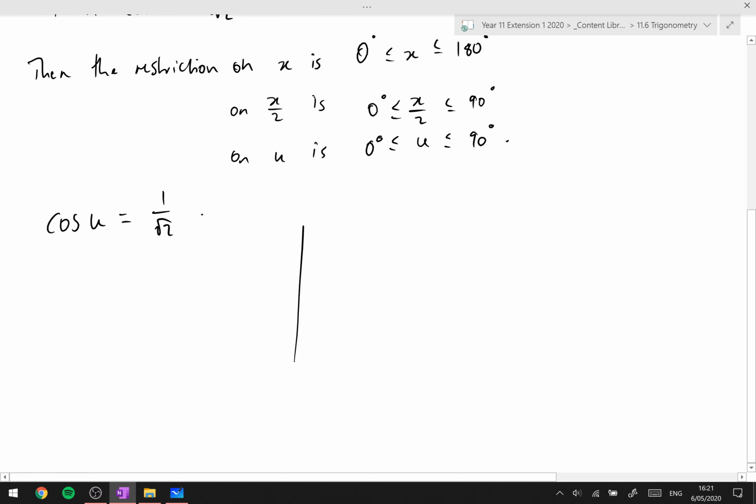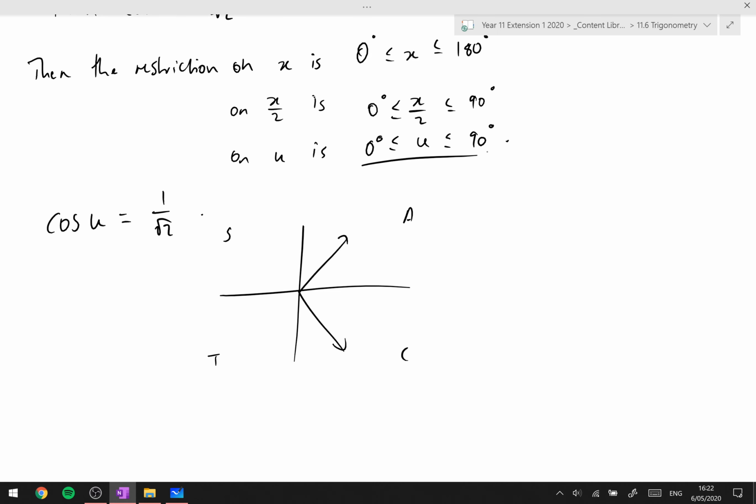let's start off by drawing up our quadrants. Okay, so all stations to Coaldale. Okay, now when is cos of u equal to 1 on root 2? Well, we know it's only equal to that in the first and the fourth quadrant. However, my restriction on u says that I'm only looking for the quadrants between 0 and 90 degrees. Or in other words, I only care about that first quadrant.